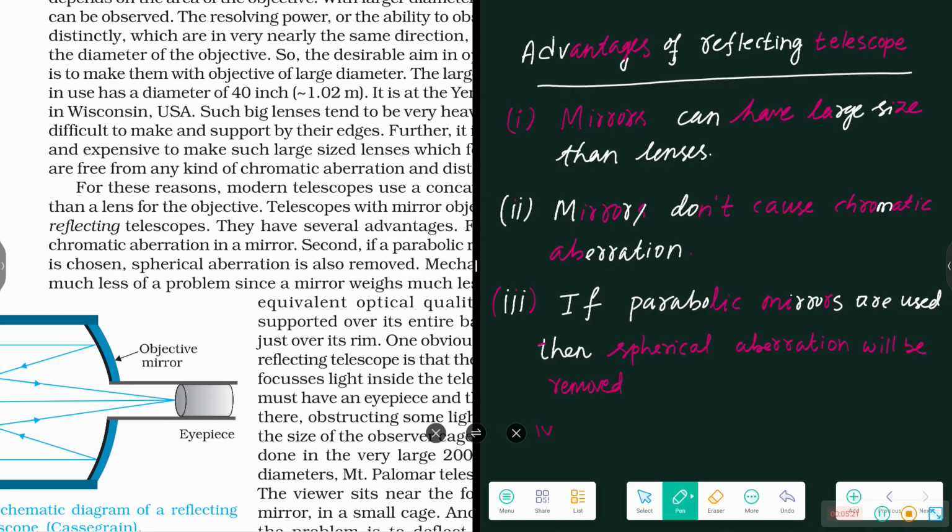So now the fourth point. Mirrors can have large size than lenses. Mirrors don't cause chromatic aberration. If parabolic mirrors are used, then spherical aberration will be removed. Next, mirrors are lightweight as compared to lenses. Full stop.